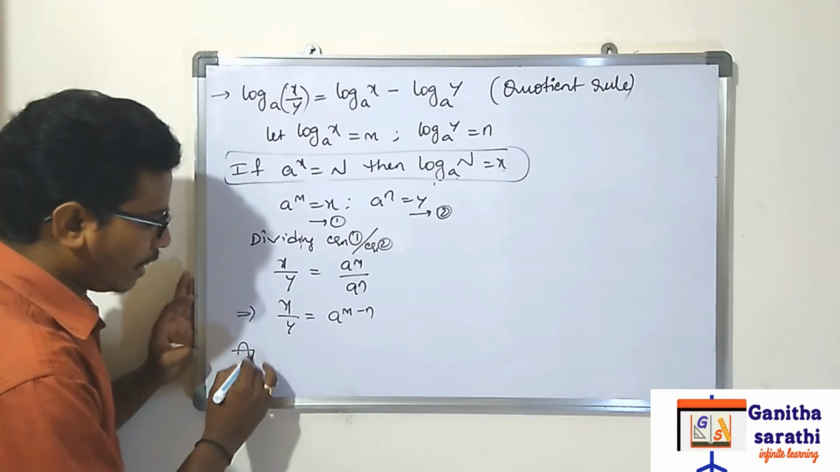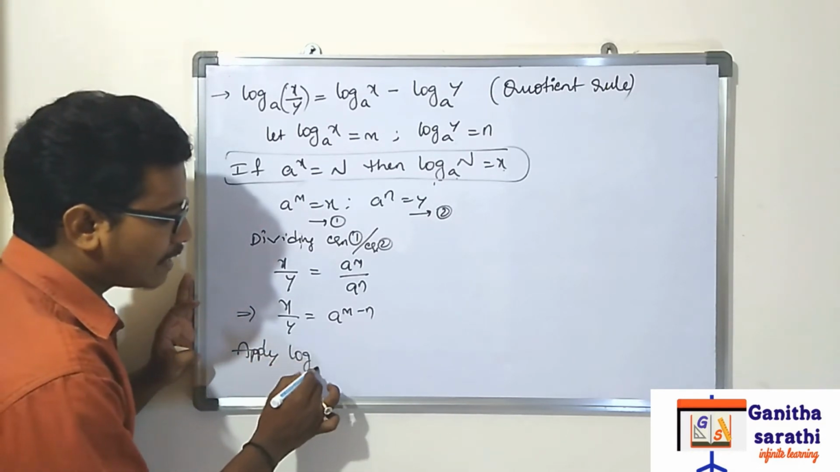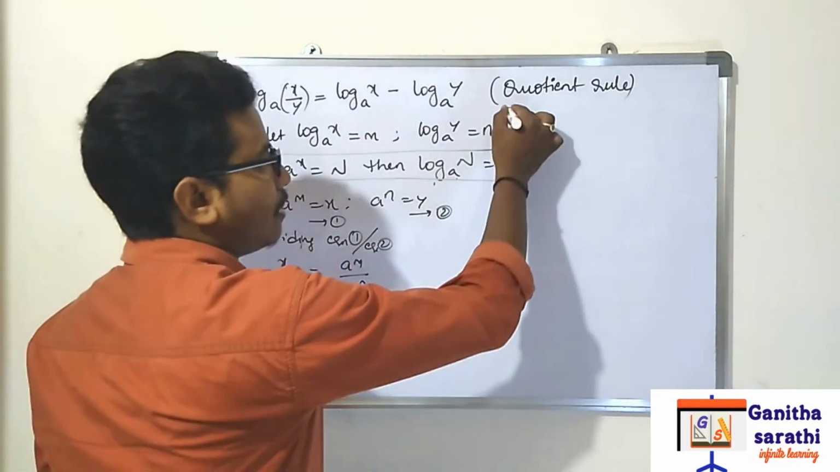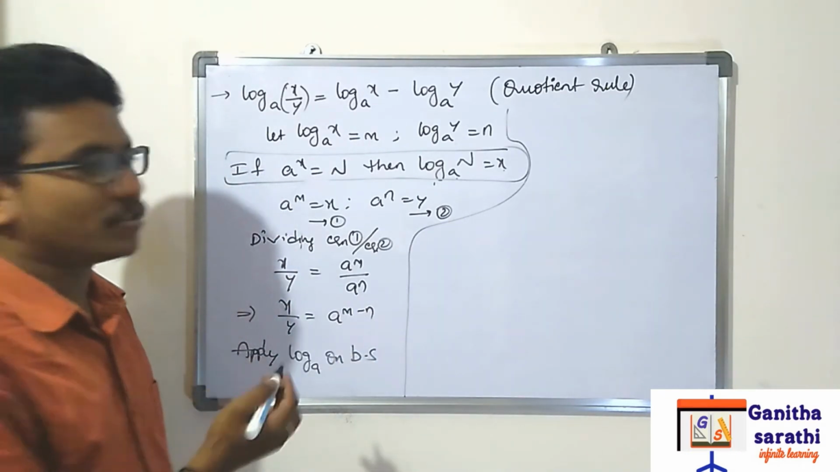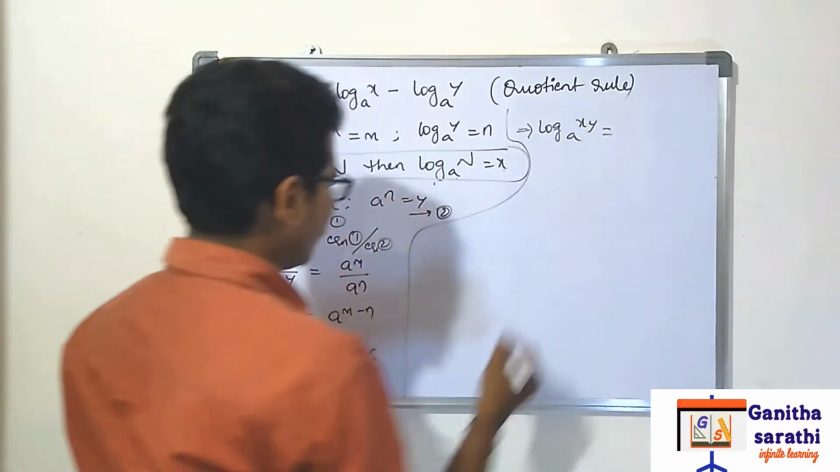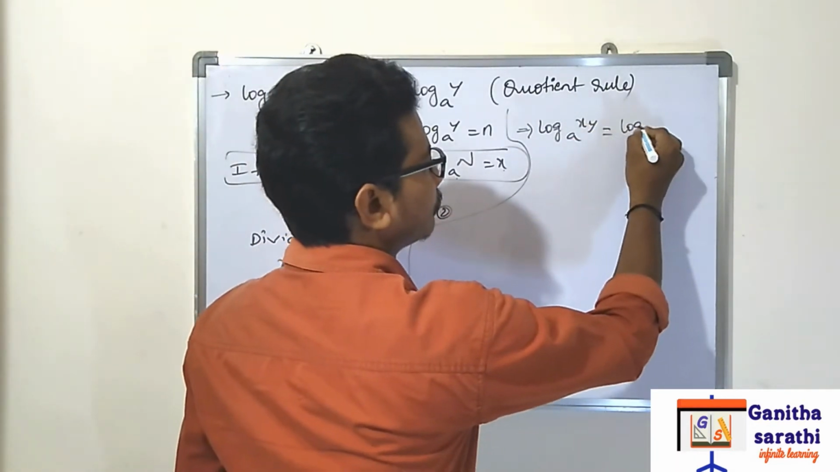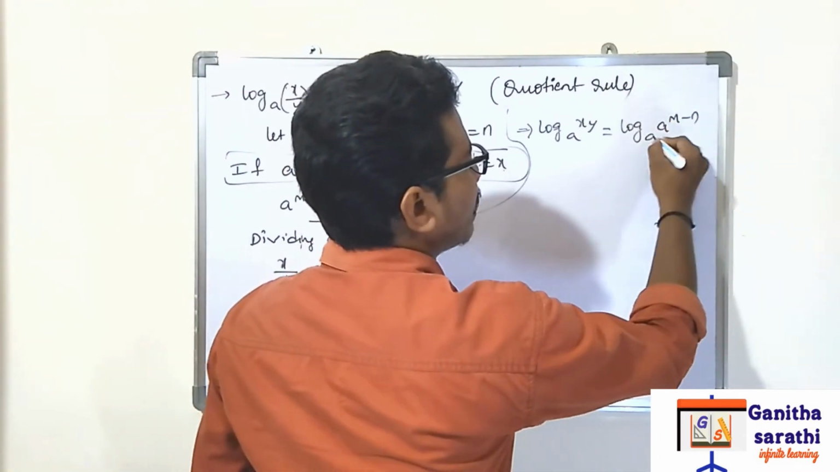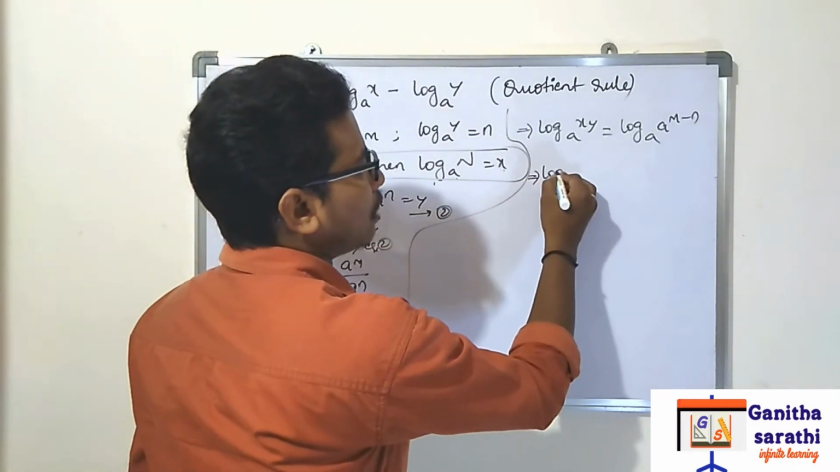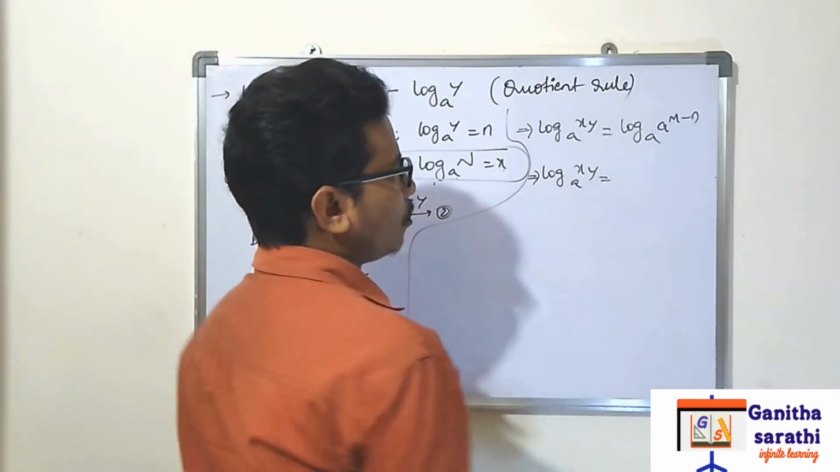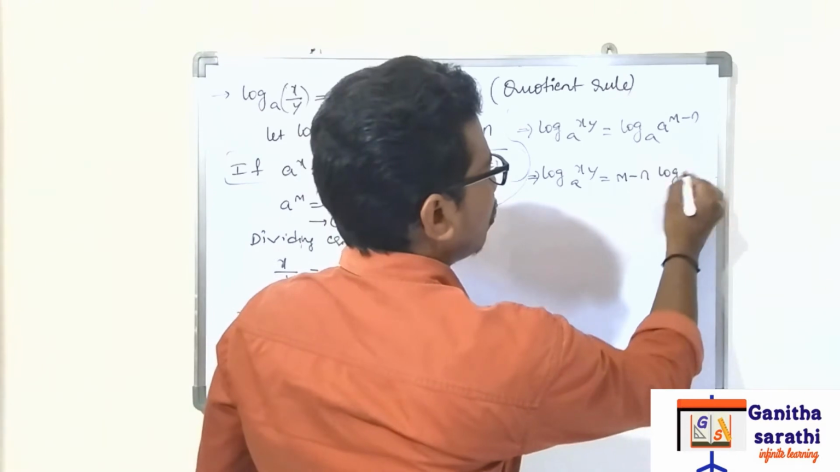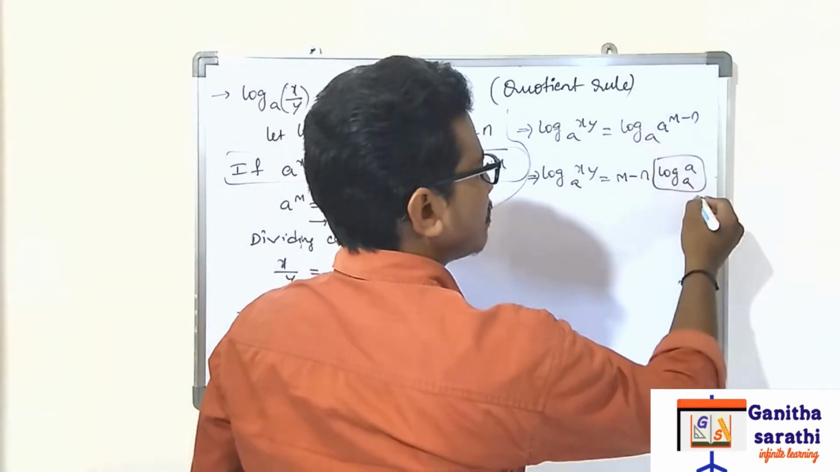Now same, apply log to the base a on both sides. If you apply log to the base a on both sides, what will it become? See, log x by y to the base a is equal to log a power m minus n to the base a. That implies log x by y base a is equal to, as this is a power, this will come to the front side, meaning m minus n log a base a. We know that log a base a value is 1.